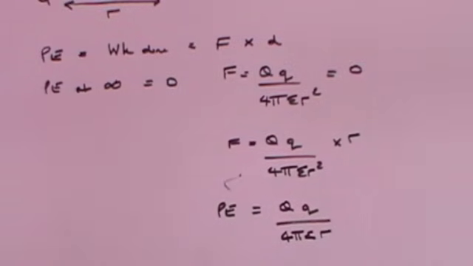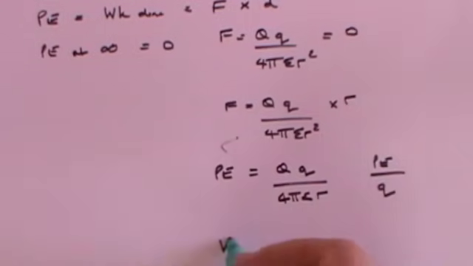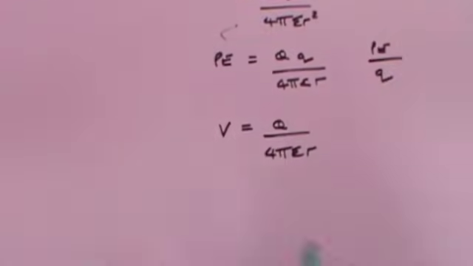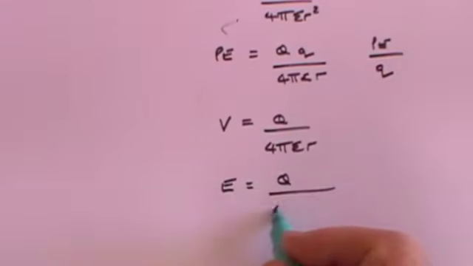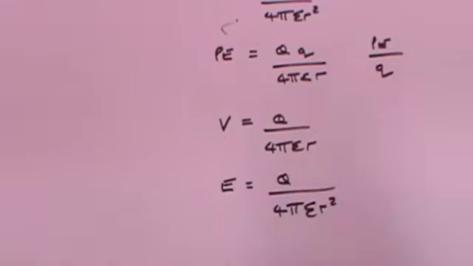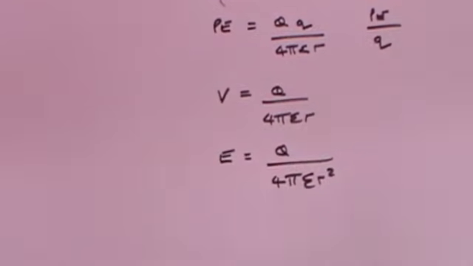But voltage is potential energy per unit charge. So it's potential energy divided by the unit charge. And so voltage is going to be Q over 4 pi epsilon r. But let me just remind you that the E field, as we defined right at the beginning of this video, is Q over 4 pi epsilon r squared. So that gives us a very easy relationship between E and V. It's simply that V is equal to E times r, or E equals V over r.